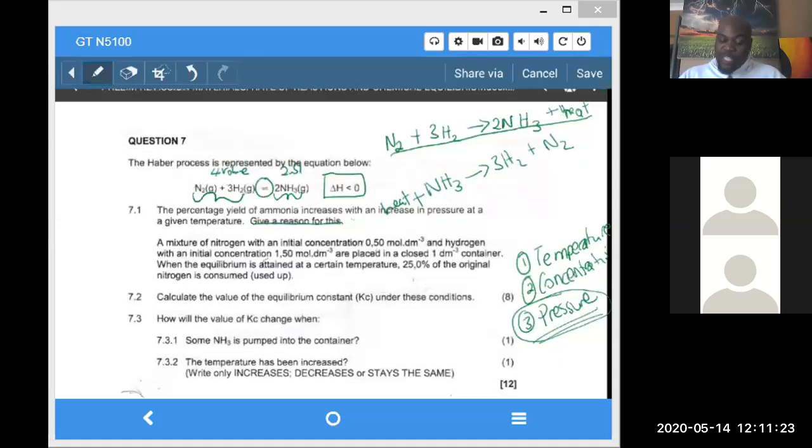Right. So when we do the Haber process, you will see that there will be a compromise when using a higher temperature. Remember, if you use a higher temperature, you also increase the rate of reaction. But the problem with this one is that if you use a very high temperature, yes, the rate of reaction will be high, but you're going to decrease the yield. So you have to get to a temperature where it's favorable to have a good rate of reaction and also a good yield.